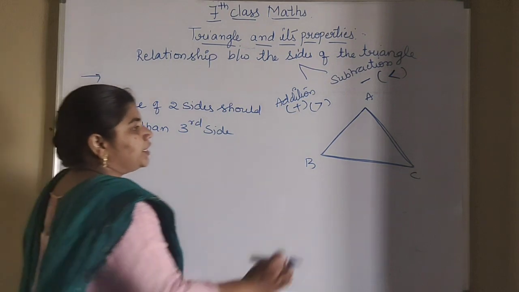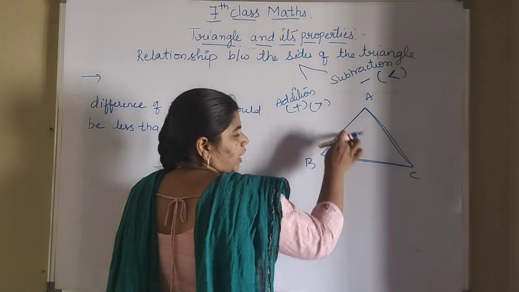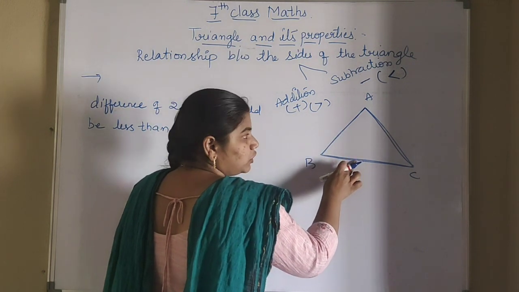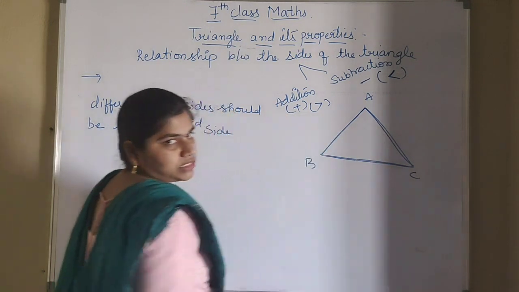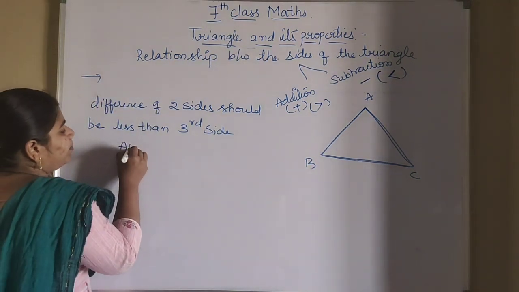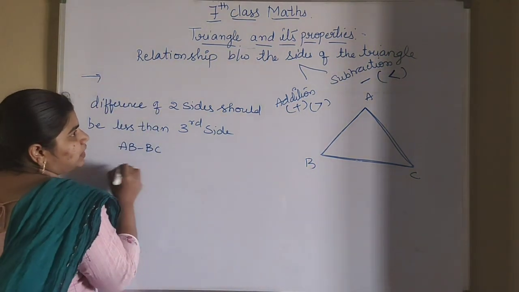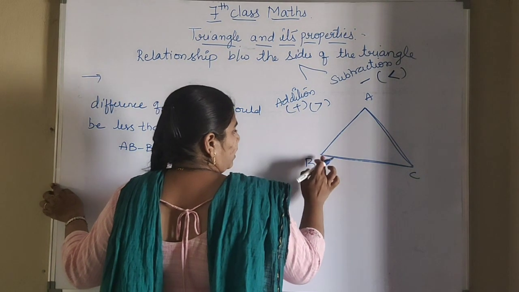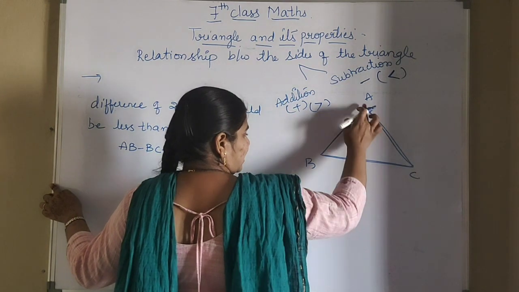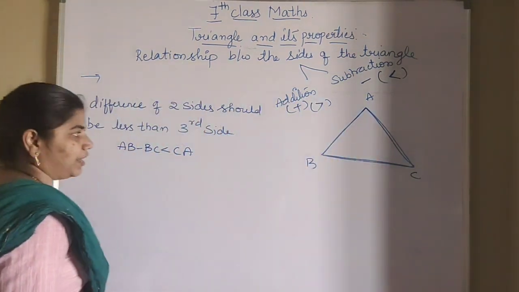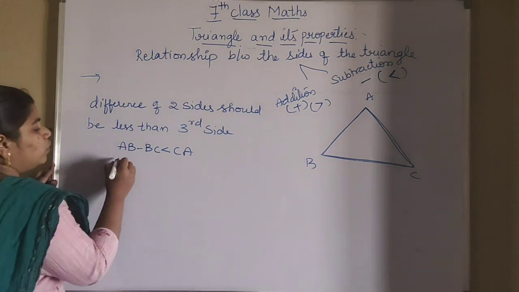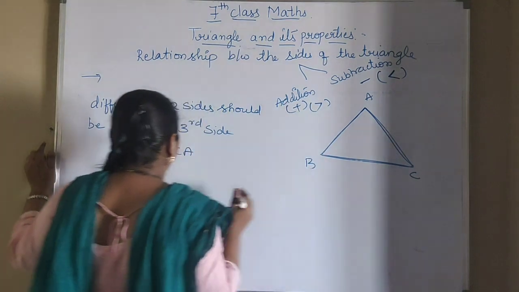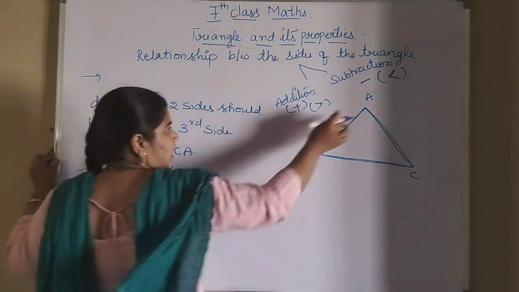So how to write the difference of two sides? Any two sides, if you do any subtraction of two sides, the result should always be less than the third side. So how do you write that? AB minus BC should be less than CA. AB minus BC should be less than this third side, that is the CA side. In the same way you take the other sides now. BC minus CA should be less than AB.